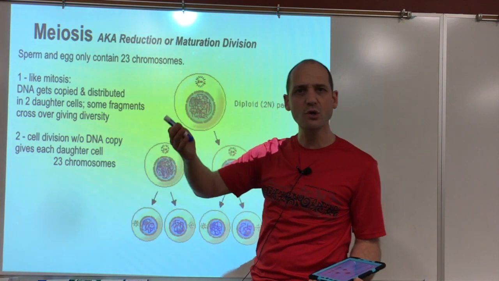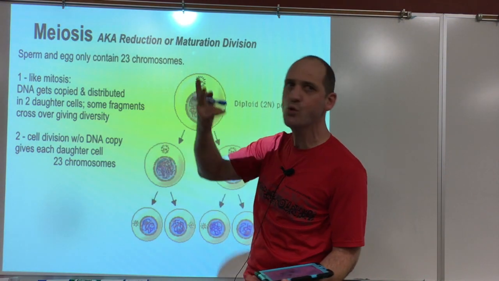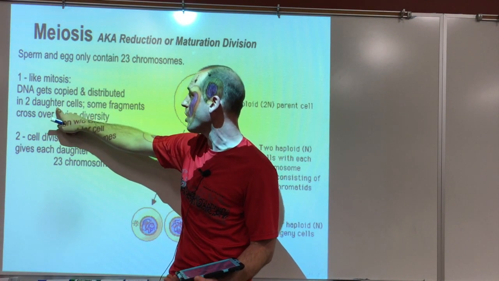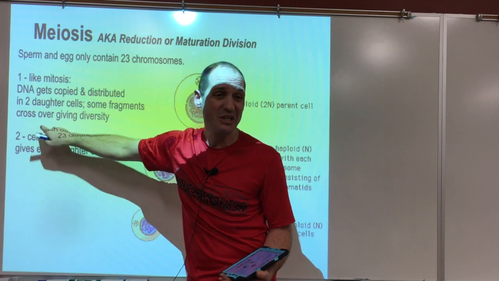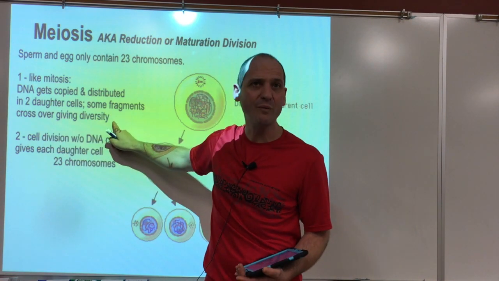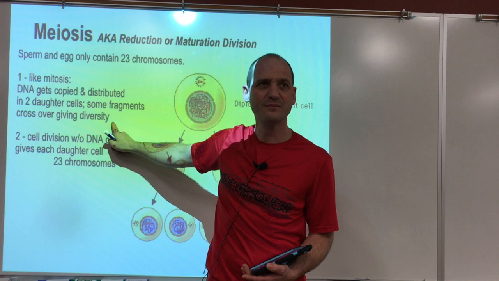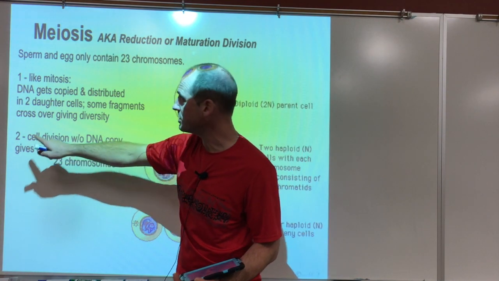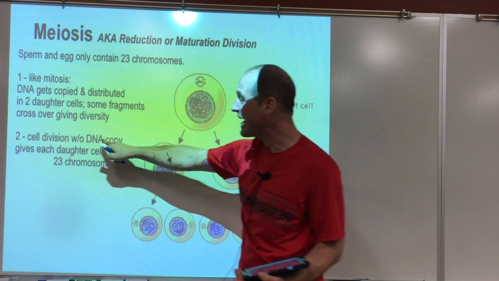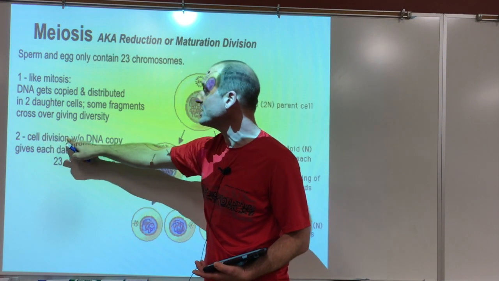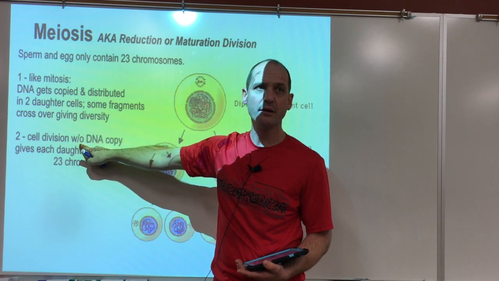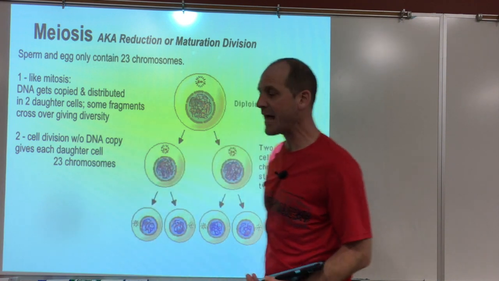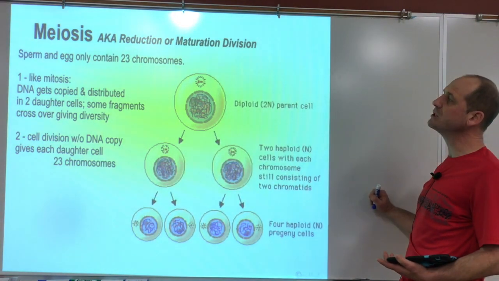So basically what we're going to do, more or less, is have two divisions. The first is like mitosis. We copy stuff and it gets distributed to two daughter cells. Except in this situation, some fragments cross over, which gives us diversity. That's why your siblings don't look the same, and for sure don't act the same. And then the second one is where you make a cell division without copying the DNA, and you end up with 23 because you split those in half. So that's basically what meiosis is about.